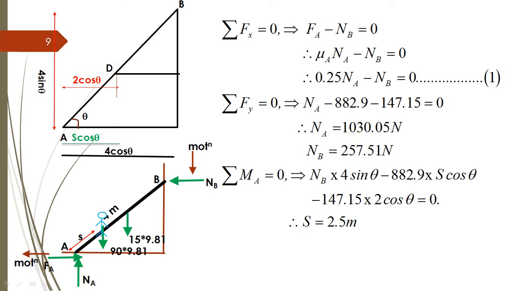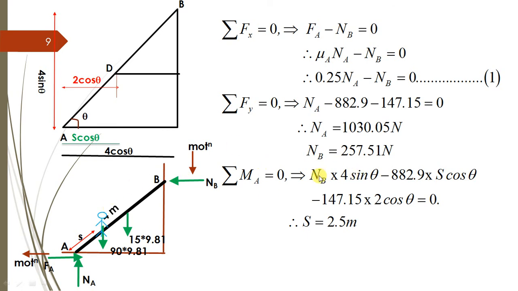Now they have asked us to find out this safe distance S. We have to find this distance S. So what is the distance? Let's say this point D. Let's say the person is here. So moment about A. We have to apply the equation of moment at point A. So NB, the perpendicular distance is this one. What is this distance? This is 4 sine of theta. So NB into 4 sine of theta. It will create the moment in anti-clockwise direction.